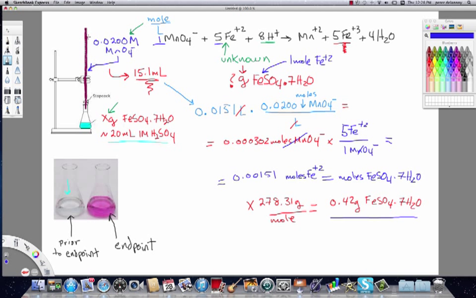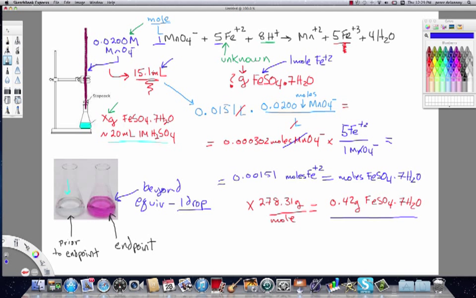One last thing I'm going to say before I go. I've mentioned the fact that once you reach this endpoint, you're actually beyond the equivalence by at least 1 drop. If you're really careful in your work, you're actually going to be closer to the equivalence than 1 drop. Now, depending on the teacher that you have, you may have to go back and compensate this volume here by literally the volume of 1 drop. In other words, you would take 15.1 and you would subtract the volume of 1 drop.